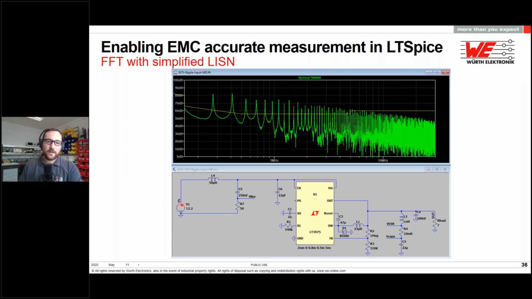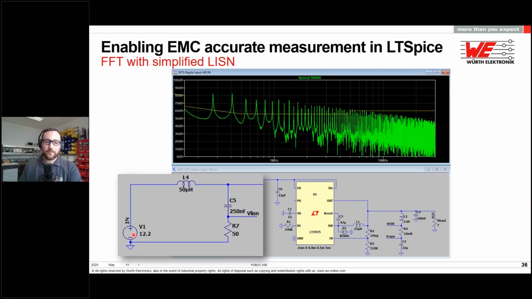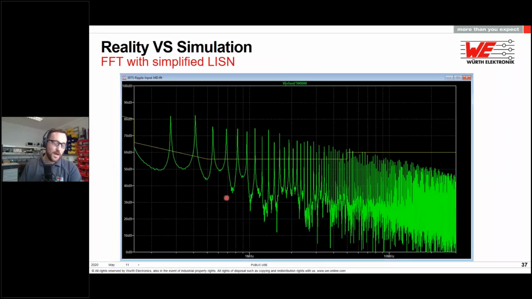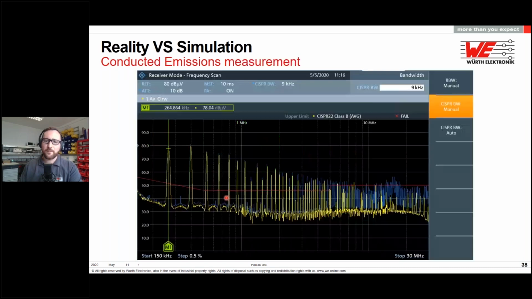So here I have added a very simplified model of a line impedance stabilization network. Here is my power supply, here is my low-pass filter, and here is my high-pass filter, which is taking a fraction of the ripple voltage and analyzing it. As you can see here, we're already starting to have something that looks like what we can have at the EMC lab. So in this video today, we are in the EMC lab, and you're actually sitting on the ground reference plane that was used to make this measurement.